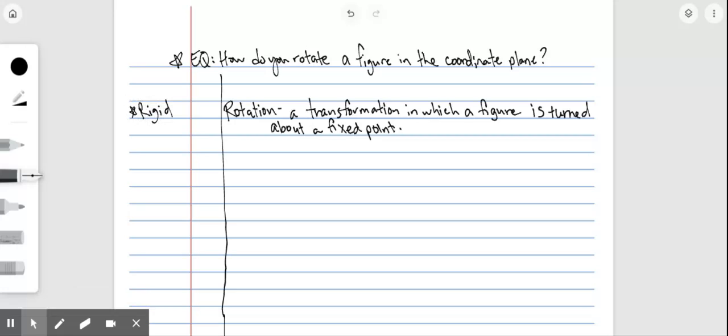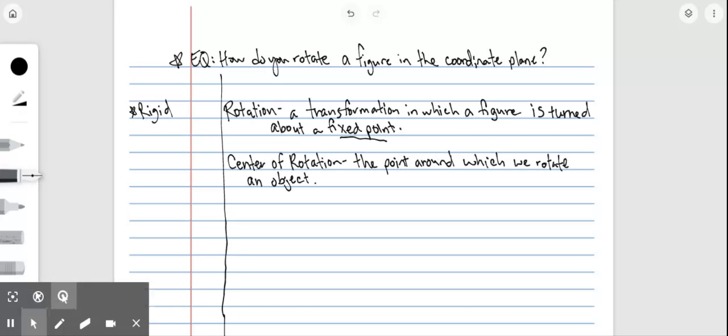So recall, rigid means that it preserves all angles and side measures. So the original, or the pre-image, and the image will be congruent. They'll be the exact same thing. Okay, this fixed point that we rotate an image around is called the center of rotation.